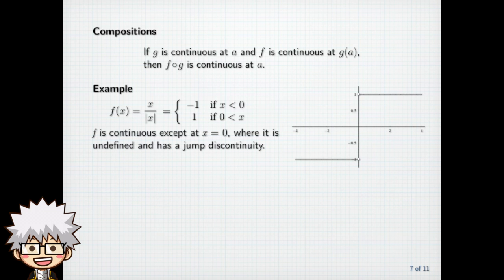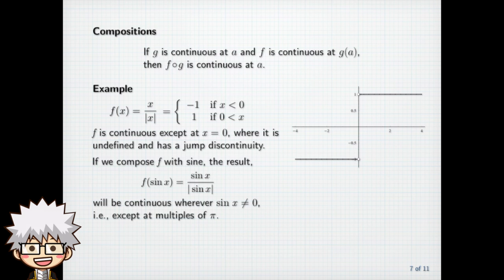Notice that f is continuous except at x equals 0, where it's undefined and has a jump discontinuity, since the one-sided limits exist there but have different values. Now, if we compose f with sine, then we have the function sine x divided by the absolute value of sine x, and this function will be continuous wherever sine x is not 0, that is, wherever the value of sine x is not equal to the number where f is discontinuous.